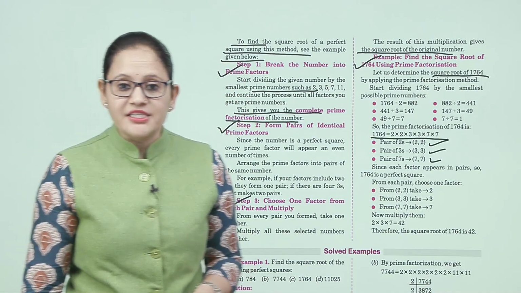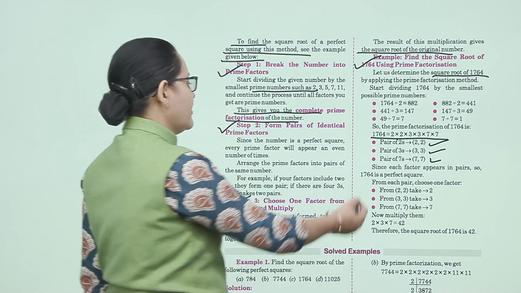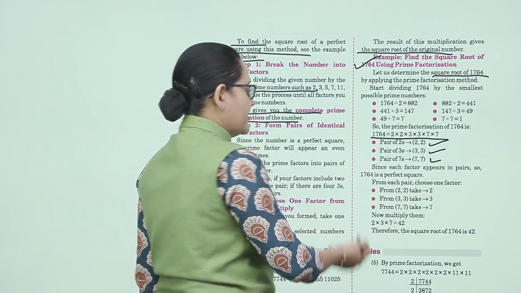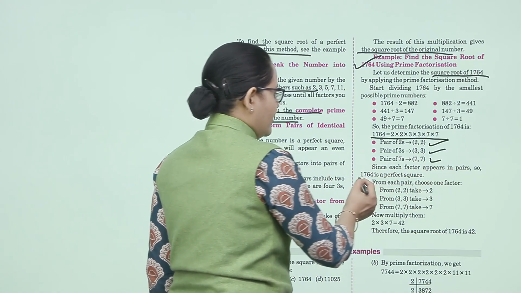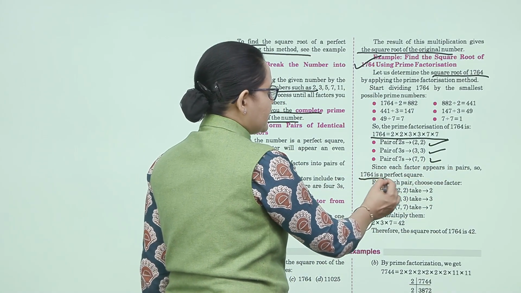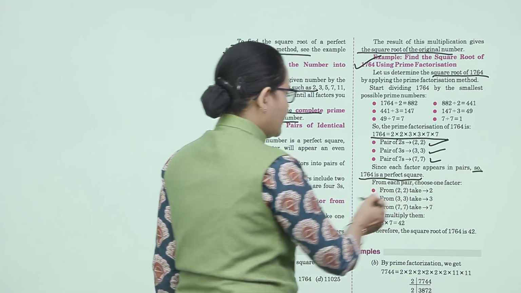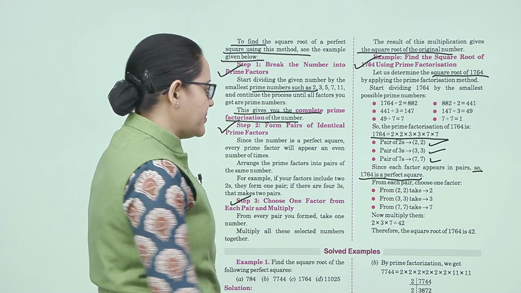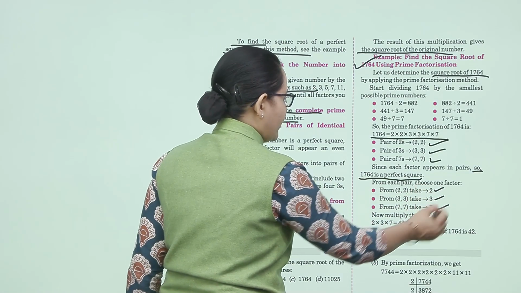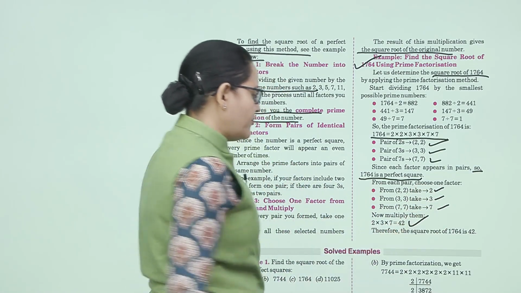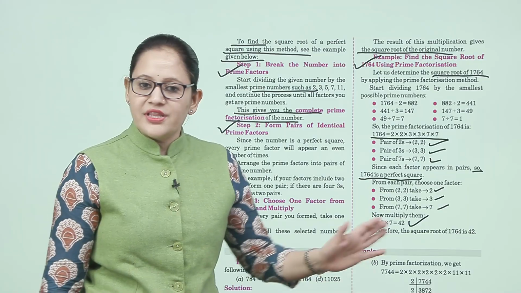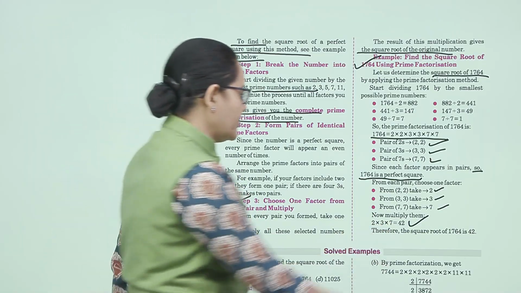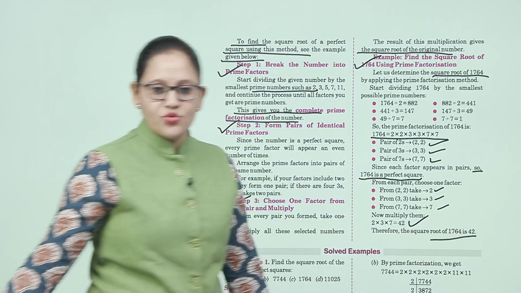Since each factor appears in a pair, 1764 is a perfect square. From each pair we will choose one number, so 2 into 3 into 7 equals 42. Therefore, the square root of 1764 is 42.